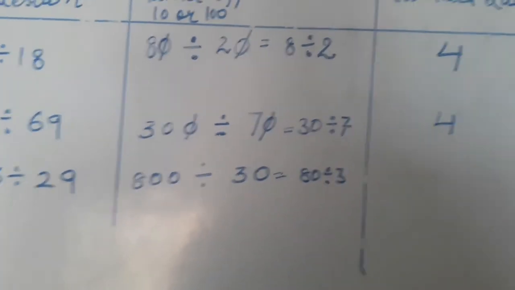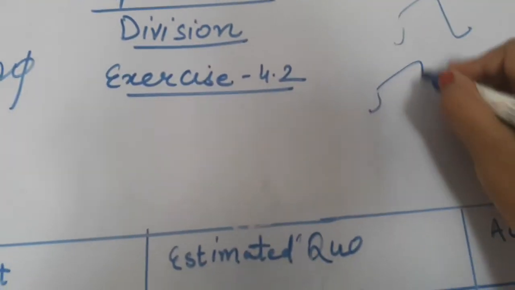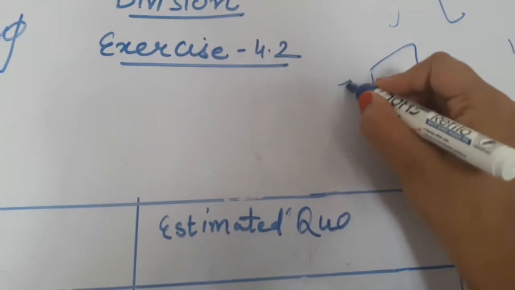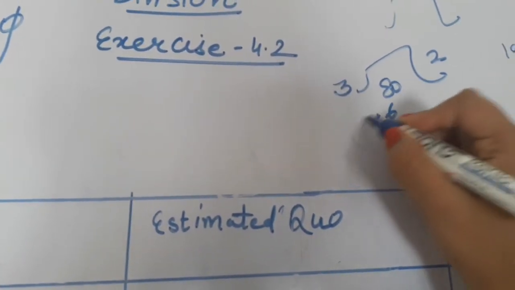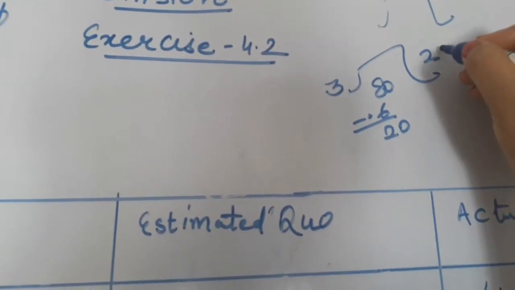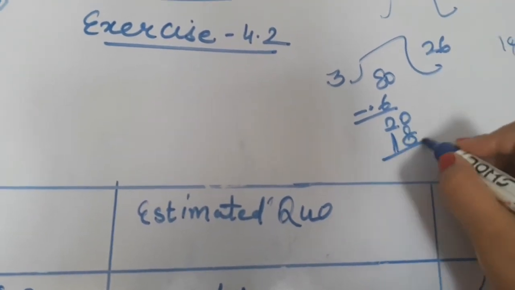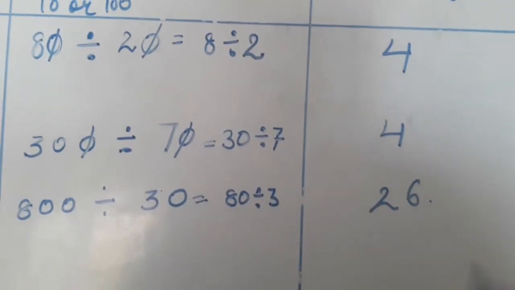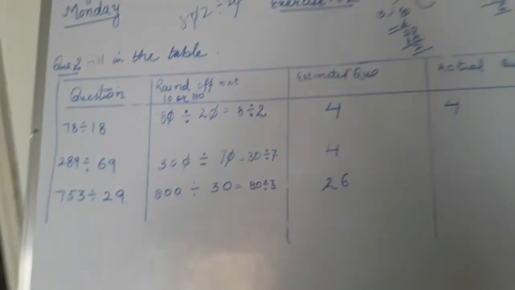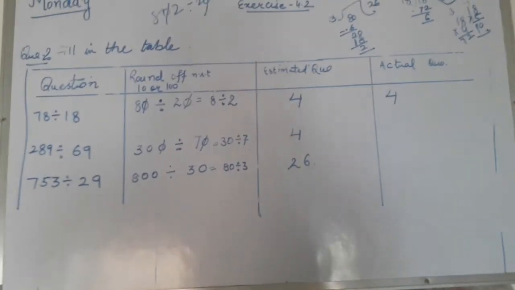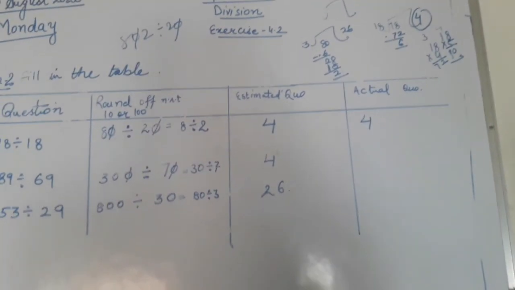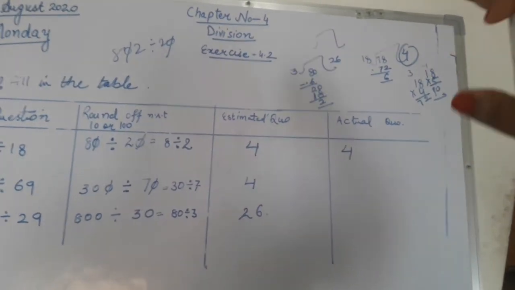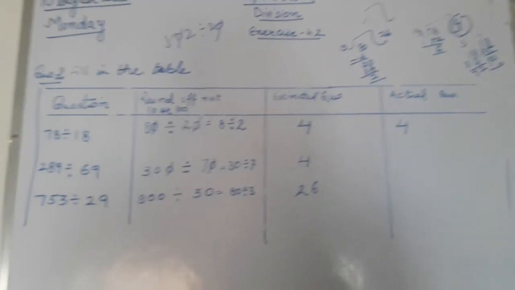Now do the division of 80 by 3. Let's do it in the rough. 3 2s are 6, 3 6s are 18. Right? 2 is the carry or remainder. Then the estimated quotient becomes 26. Now your homework is to find your actual quotient. Okay. The remainder remains as it is. Whatever answer comes, you will write it there.